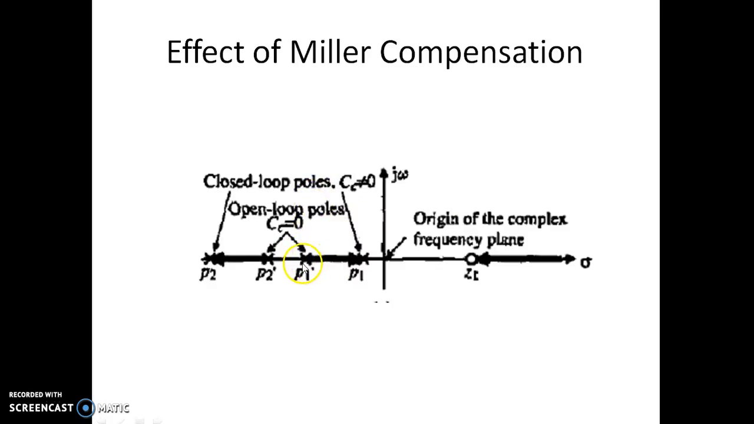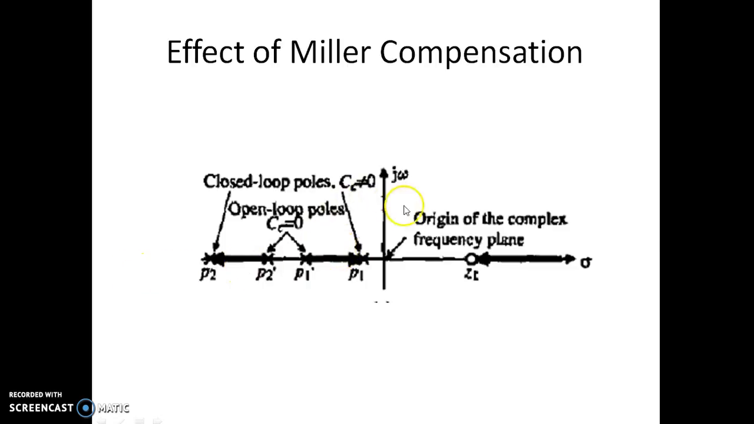Now the pole which was at P1 dash has moved to P1. The pole which was at P2 dash has moved to P2. So there is a pole movement: P2 is moving further towards the left side, whereas P1 dash is coming closer to the imaginary axis. This is the effect of Miller compensation. As the value of CC is non-zero, the pole which is close to the imaginary axis moves even closer to the imaginary axis. The pole which is away from the imaginary axis tries to move further away from the imaginary axis.